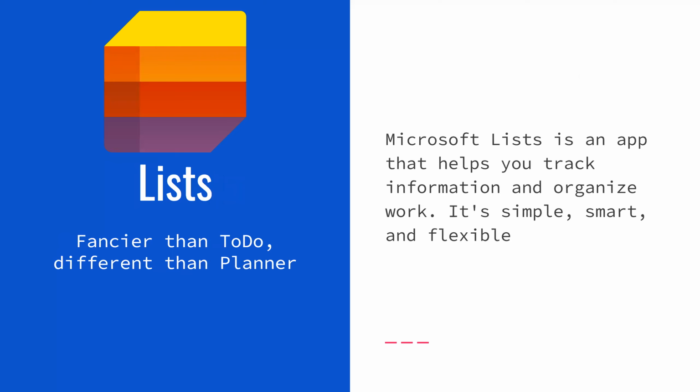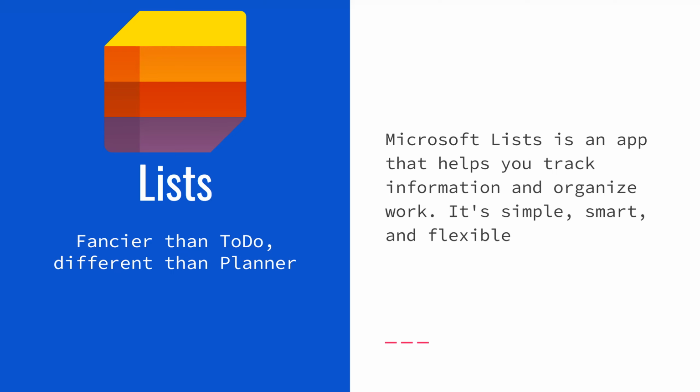In case you wanted another app that essentially does what ToDo and Planner does, we have Lists. I find Microsoft Lists to be fancier than Microsoft ToDo and different than Planner. It's really good at tracking information with teammates, just like the other ones, but it's a little bit better at it. It also looks nicer, in my opinion. It's very slick.